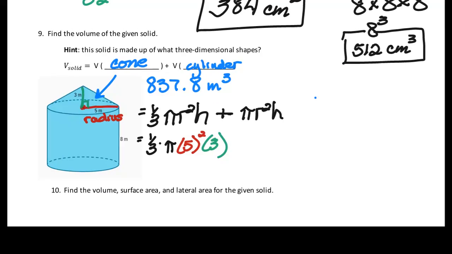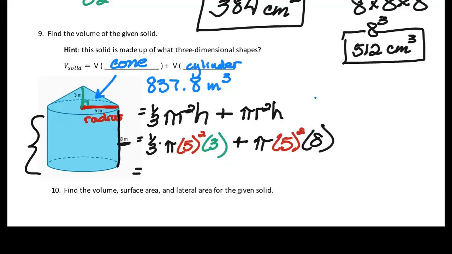Plus, now I'm looking at the cylinder right here. So that's pi times the radius. Well, notice the radius is the same for the top of this cylinder. That radius, when you have a composite figure, will always be the same for both figures that you have. So that's still 5 squared times, what is the height of my cylinder? 8. That's how tall it is, straight up and down, times 8.